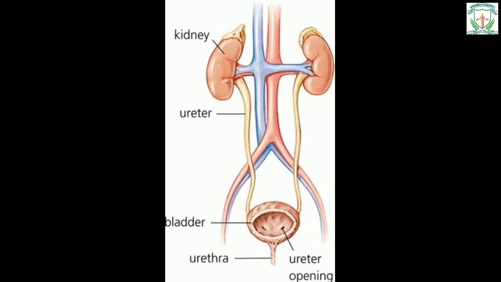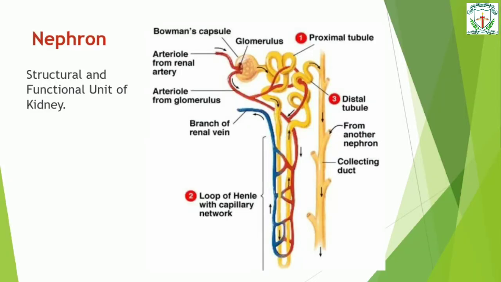Kidneys are located in the abdomen, one on each side of the backbone. Urine produced in the kidneys passes through the ureters into the urinary bladder, where it is stored until it is released through the urethra. Which is the most important functioning part of the kidney? Yes, it is the nephron.